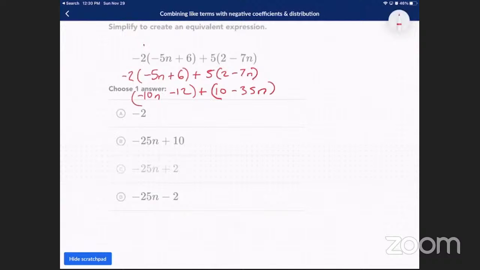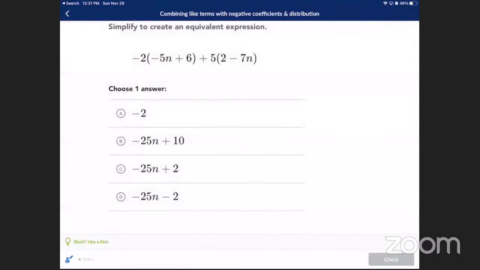Right, I see what I did. This is actually a positive. Yeah, it has to be a positive because we have the numbers down there that show us that. Then this one here is negative 10 plus negative 12 plus 10 is negative 2. So we get this, and it looks like they have the expression like this, where it says negative 25n minus 2, which will be this one. Okay.